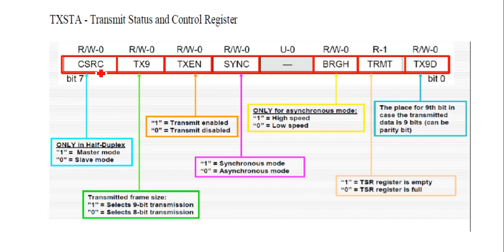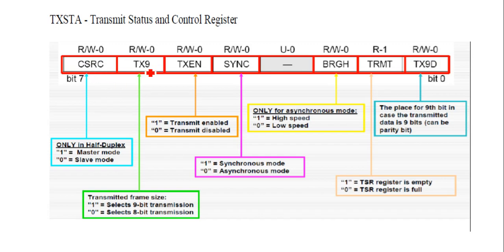It is used for half duplex, meaning if two microcontrollers are interfaced and we have to establish communication between them, one will be the master and the other will be the slave. Which will be the master and which will be the slave is decided by this bit. If it is 1, then that microcontroller will be the master, and if it is 0, that microcontroller will be in slave mode. We are not going to use this bit, so it is kept as 0.